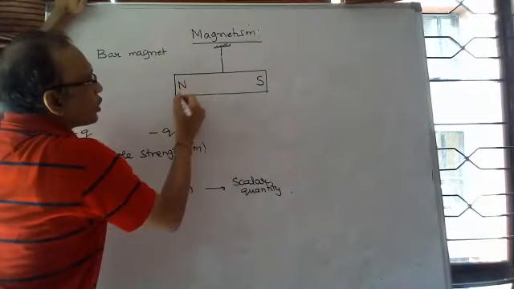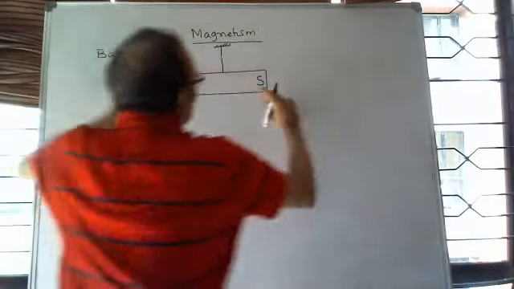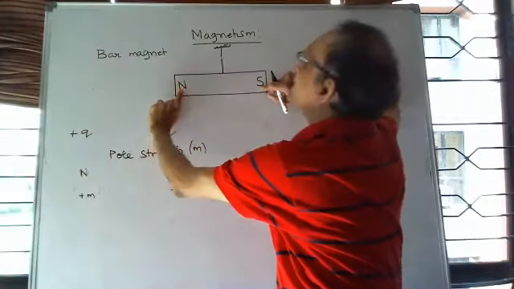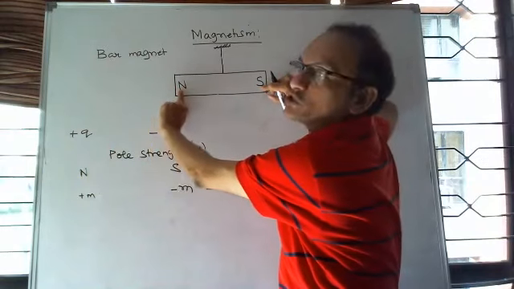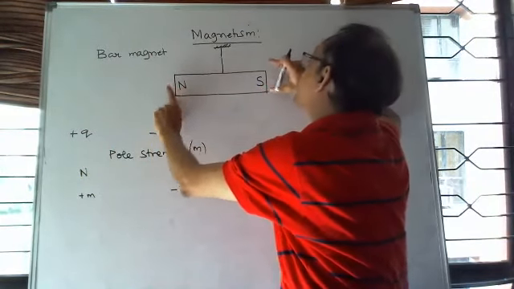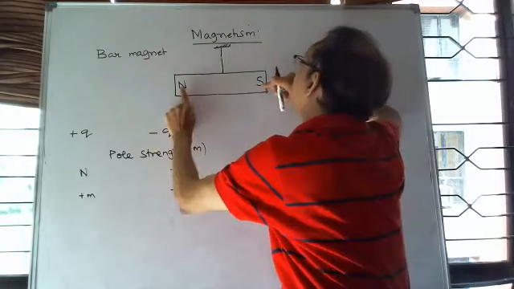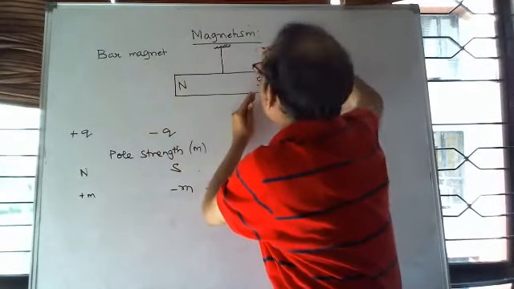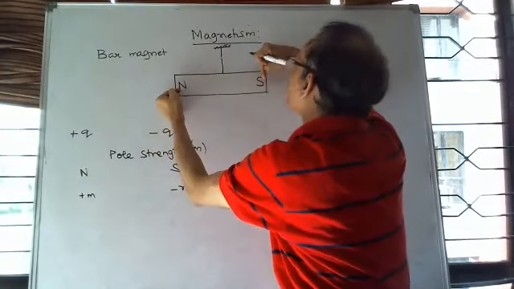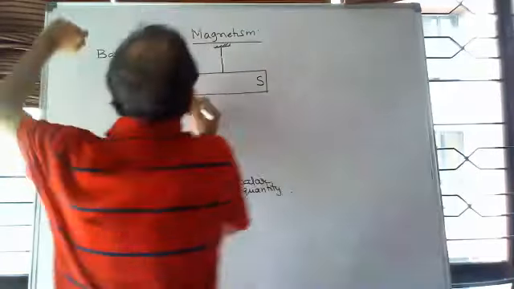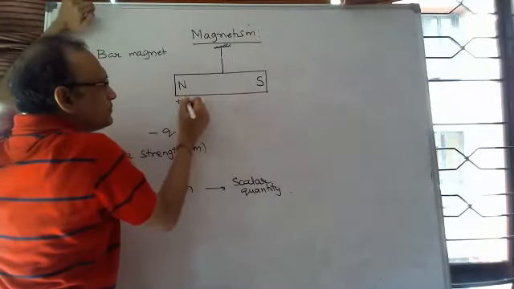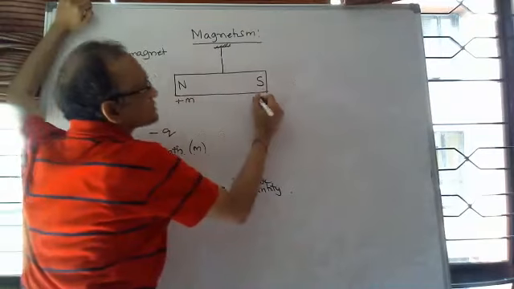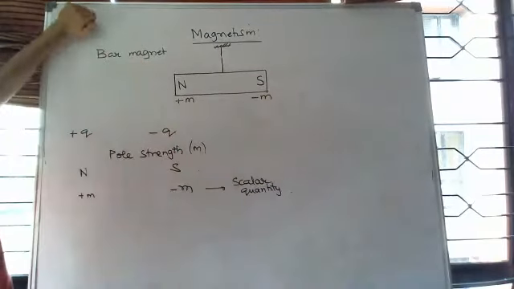So let's say this is the north pole. North and south poles occur approximately at the ends of the magnet. Not exactly at the ends, but slightly away from the ends, the north pole and south pole occur. And so this is like plus M, pole strength plus M, and this is like minus M, pole strength.